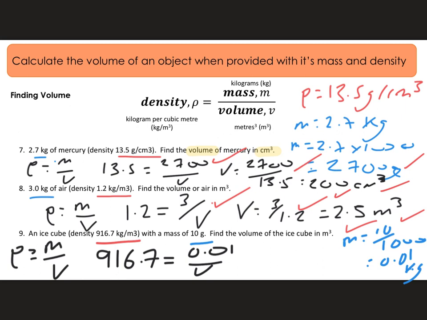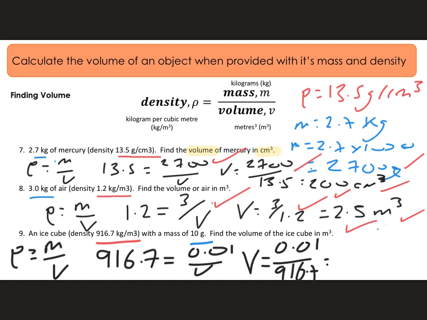And then we're going to rearrange so that we get volume is equal to 0.01 over 916.7. And if we put that into a calculator, we'll get an answer that will be 1.09086423 times 10 to the negative 5. As we've got 4 significant figures for our density, we're going to have to round our numbers to 4 significant figures. So I'm just going to make some room on the slide so that I can write the answer down.